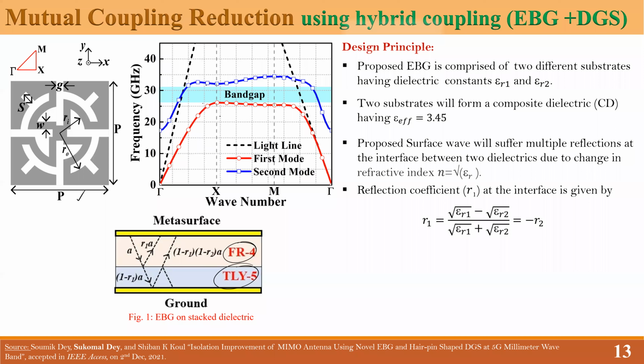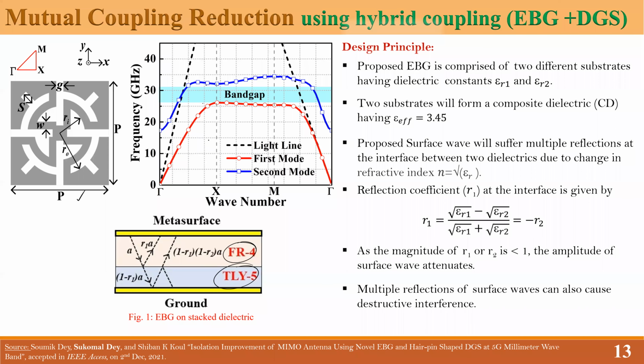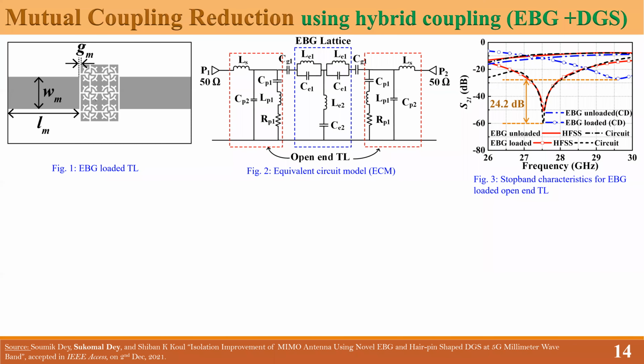Now, we did some circuit model analysis, and after that you can see that we are keeping the EBG. One of the beauties of the EBG is that if you place the EBG structure in between two microstrip lines, then what will happen? It will show you something like a band stop nature. That is the reason why EBG is very good.